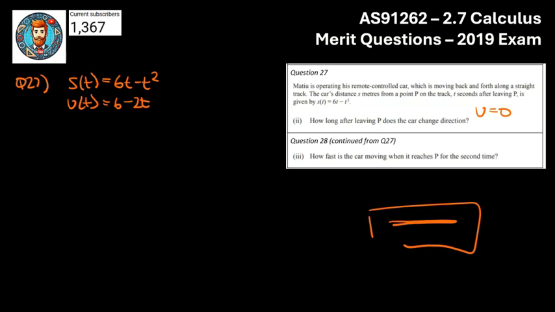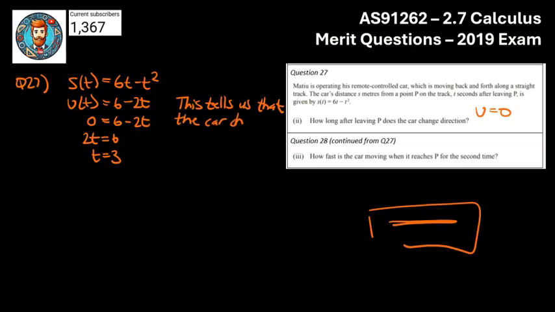From that, we know that the velocity is 0, so I'm going to sub in 0 to solve for t. So 0 is going to be equal to 6 minus 2t. 2t is going to be equal to 6. t is equal to 3. So what that tells us, I'm going to put it in a bit of a sentence, is that the car changes direction after 3 seconds.